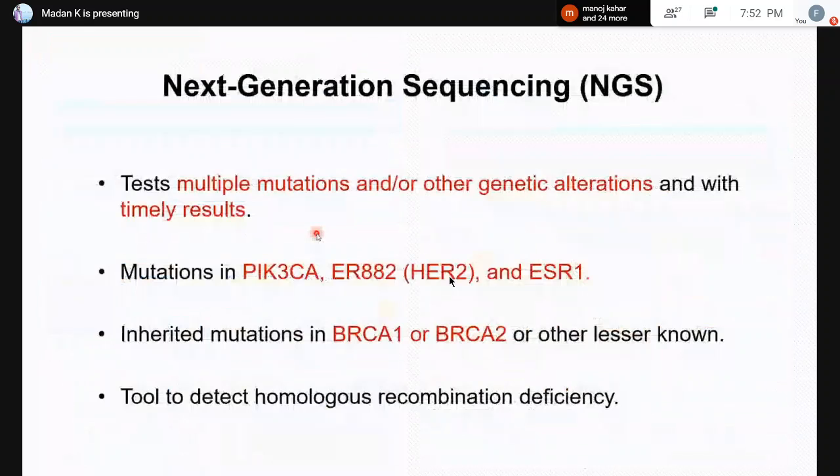Moving ahead, coming to NGS. So this is a test which tests multiple mutations and or other genetic alterations with timely results. So certain mutations such as PIK3CA, HER2 and ESR1 have been identified on NGS in breast cancer. And this is also used to identify inherited mutations such as BRCA1 or BRCA2 and also other less known mutations. And this is an ideal tool to detect homologous recombination deficiencies.